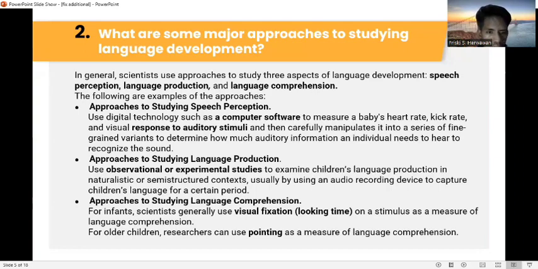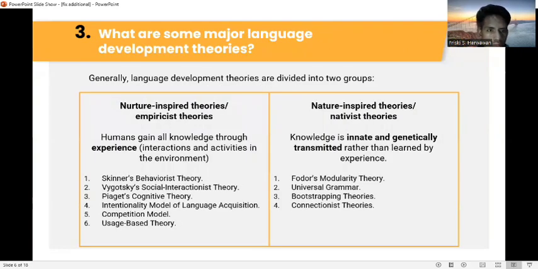And for older children, researchers can use a pointing approach as a measure of language comprehension. For example, scientists show a certain word or sentence, and also show random pictures, and then they tell the child to match the picture with the sentence that they give. Okay, let's move to the third question. What are some major language development theories?